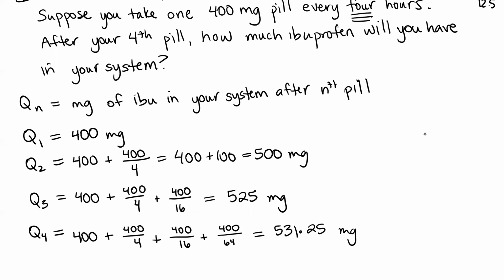So we can see that the amount of ibuprofen in our bloodstream is increasing over time. And if you just keep taking a pill every 4 hours, then the amount of ibuprofen will continue to increase. However, we can see that the increase is getting smaller and smaller as you take more pills and more time passes.